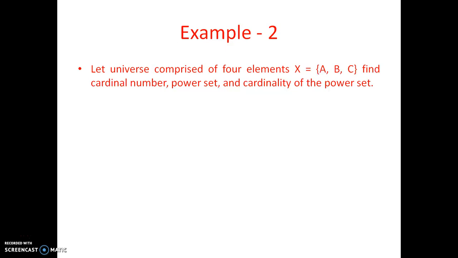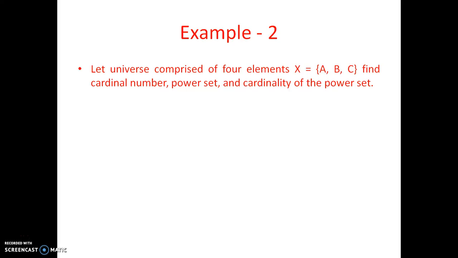The universe of discourse has been taken as {A, B, C}. Of course, I had written 4 elements, that's wrong, and there are only 3 elements here. Now let us find out the cardinal number, power set, and cardinality of the power set. So it's very easy. Cardinal number means number of elements in the universe of discourse, so obviously it is 3. Next, power sets means the number of sets we can frame out of this.